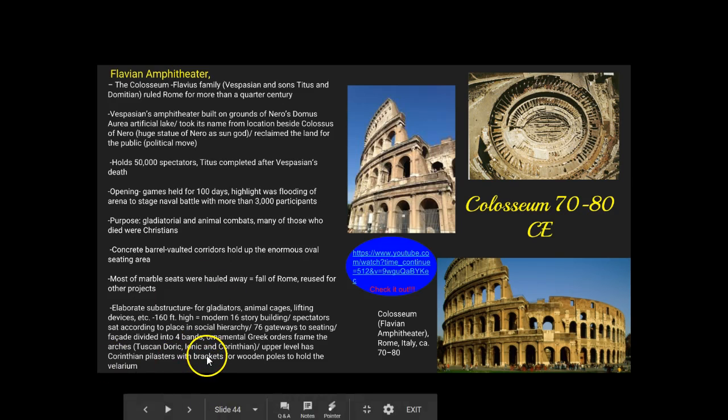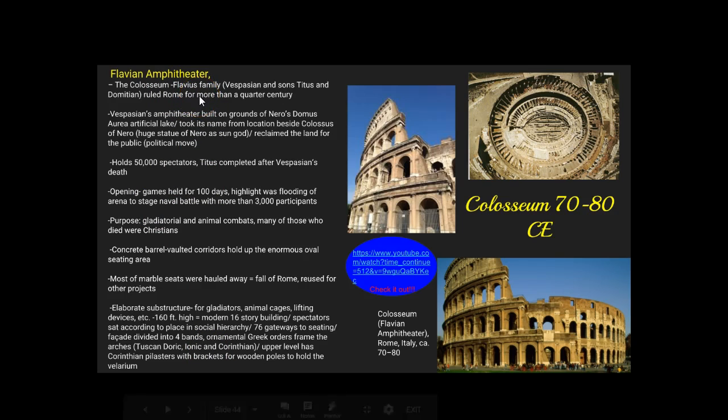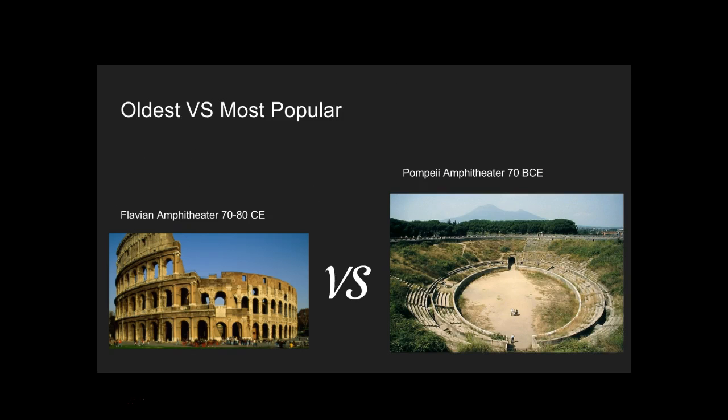Okay, lots and lots of information on this. We've got the Flavian Amphitheater, which is now the Colosseum. But basically, they ripped down and tore down anything that had to do with Nero. And at this time, there was a huge golden statue of Nero on this site. They ripped it down and built the Flavian Amphitheater, or the Colosseum. But it was originally known as the Flavian Amphitheater.